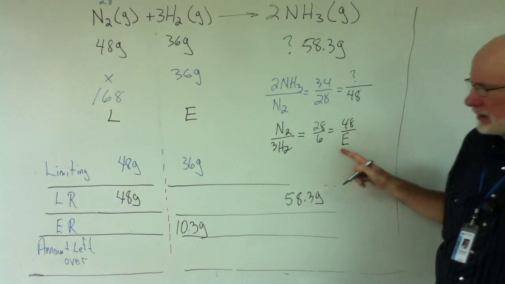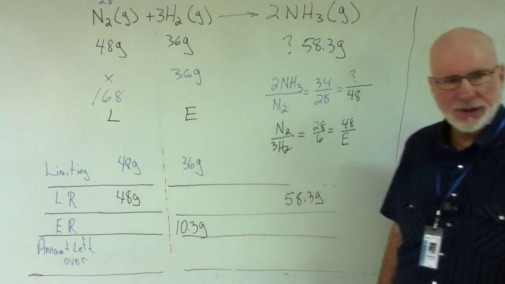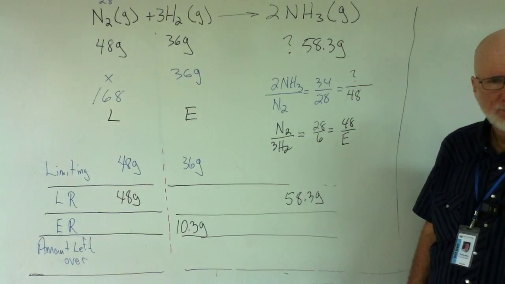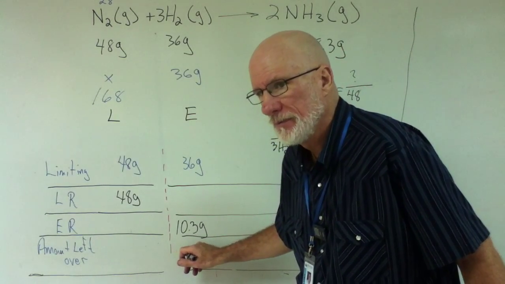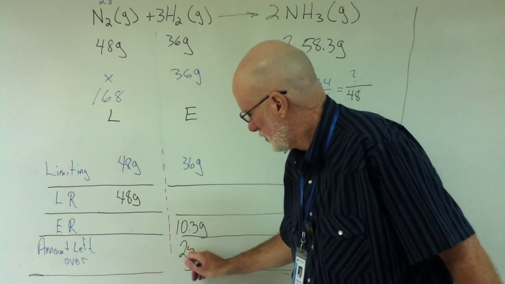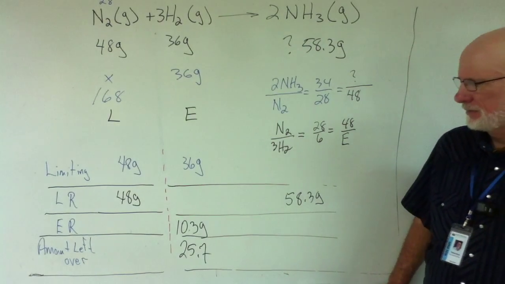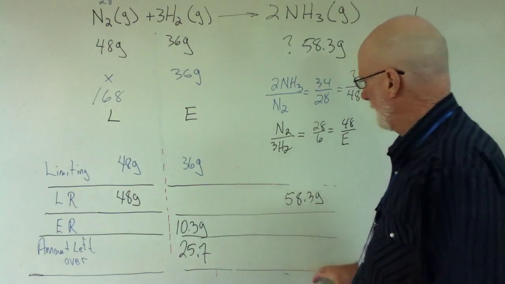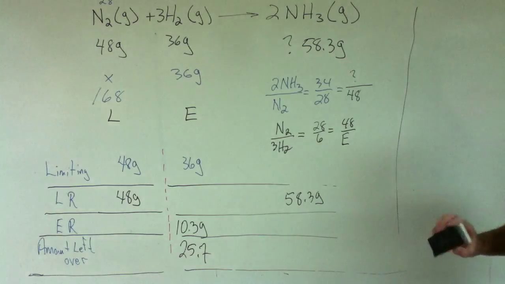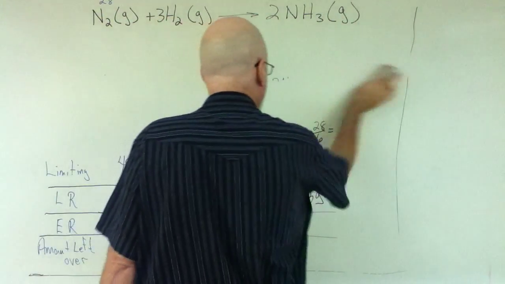Make sense? Okay. So what is 36 minus 10.3? 25.7. That's how much is left over. Yes? Okay, now let's do this. So far, so good? All right.